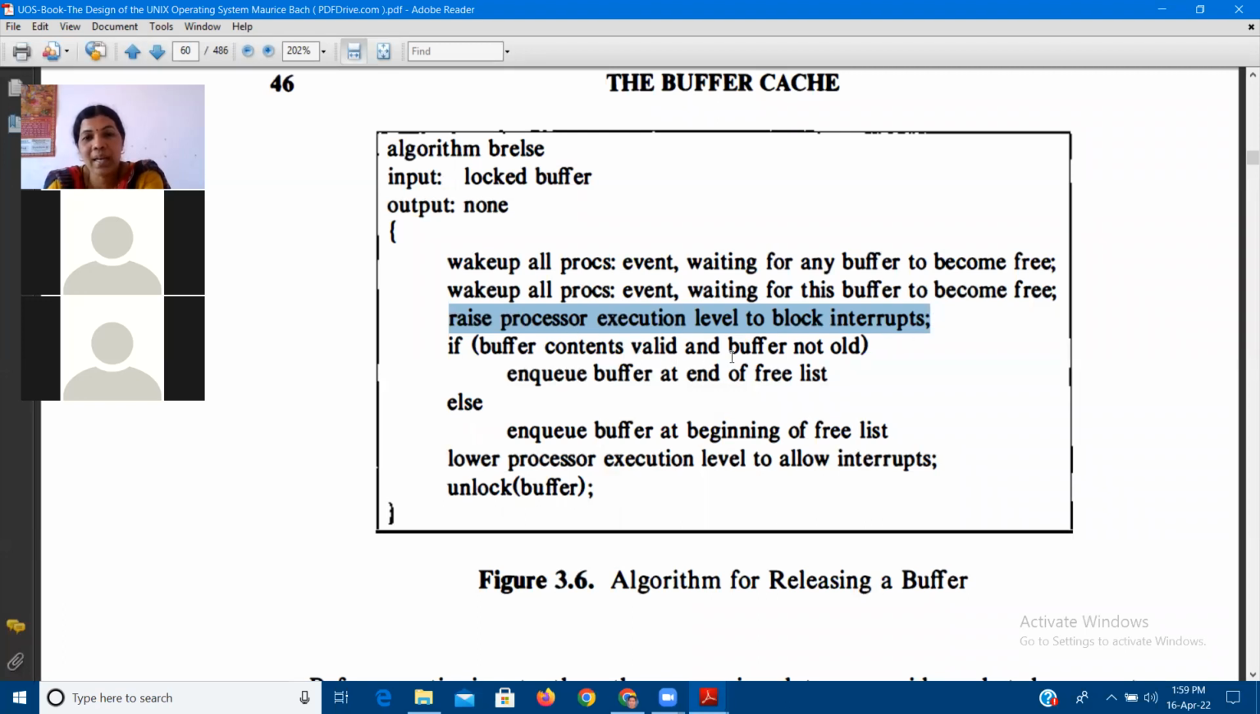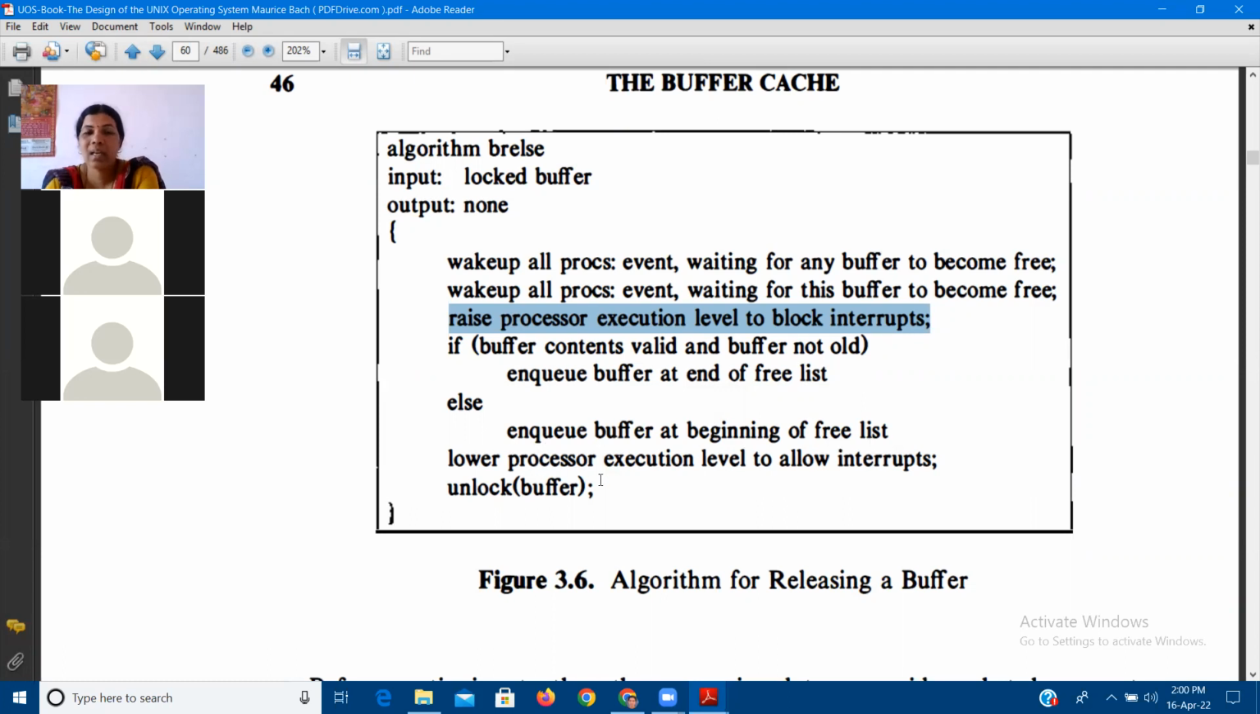So if buffer contains valid and buffer not old, enqueue buffer at end of the free list. आता इन्सर्शन फ्री लिस्ट मध्ये इन्सर्शन होणार आहे का, तर बफर रिलीज होतोय. कुठनं रिलीज होतोय, हॅश क्यू मधनं रिलीज होणार आहे, पण तो कुठे ठेवला जाणार आहे, फ्री लिस्ट वर ठेवला जाणार आहे. मग फ्री लिस्टच्या हेडला ठेवायचं का टेलला ठेवायचं, तर टेलला कधी ठेवलं जातं, जेव्हा बफर कंटेंट्स व्हॅलिड आणि बफर नॉट ओल्ड, एनक्यू बफर ऍट एंड ऑफ द फ्री लिस्ट. जर बफर व्हॅलिड असेल आणि जर तो खूप ओल्ड नसेल तर त्या केसमध्ये त्याला एंड ऑफ द फ्री लिस्टला ठेवलं जातं. अदरवाईज बफर कंटेंट्स इनव्हॅलिड असतील आणि बफर ओल्ड असेल तर एनक्यूज बफर ऍट बिगिनिंग ऑफ द फ्री लिस्ट.